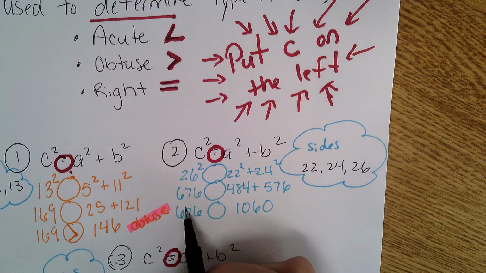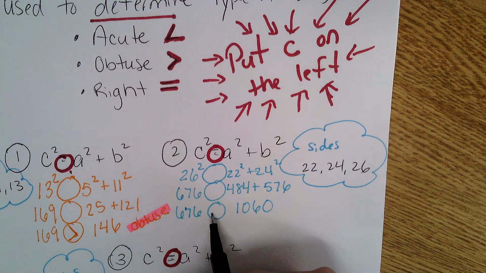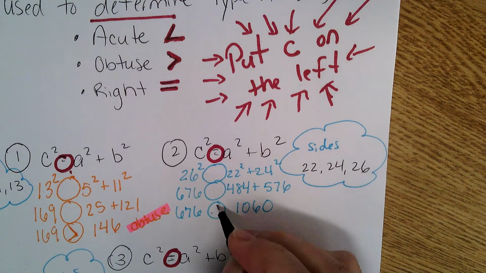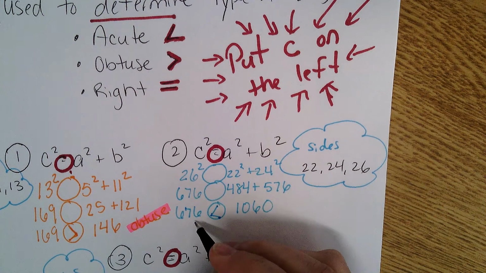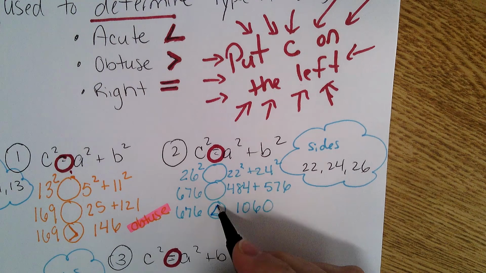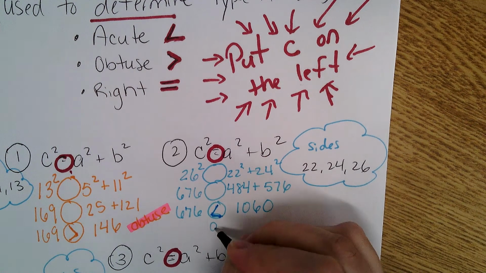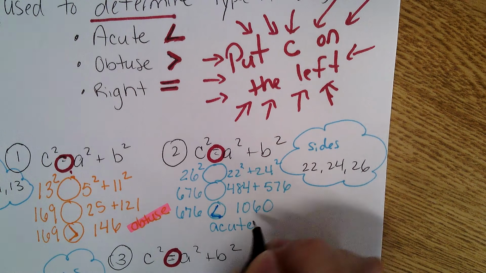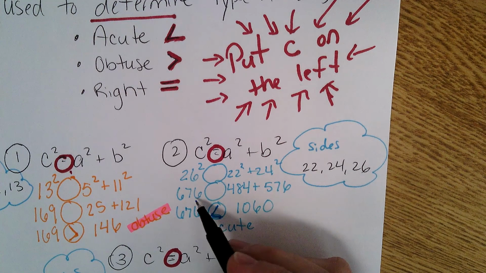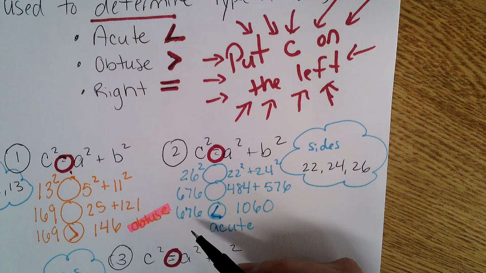So is this number greater than, less than, or equal to? Hopefully you said less than. 676 is less than 1060, and the less than symbol represents an acute triangle. And again, reminder, the C has to be on the left. The C is one side. So pretty much we're basing everything off of the one side.